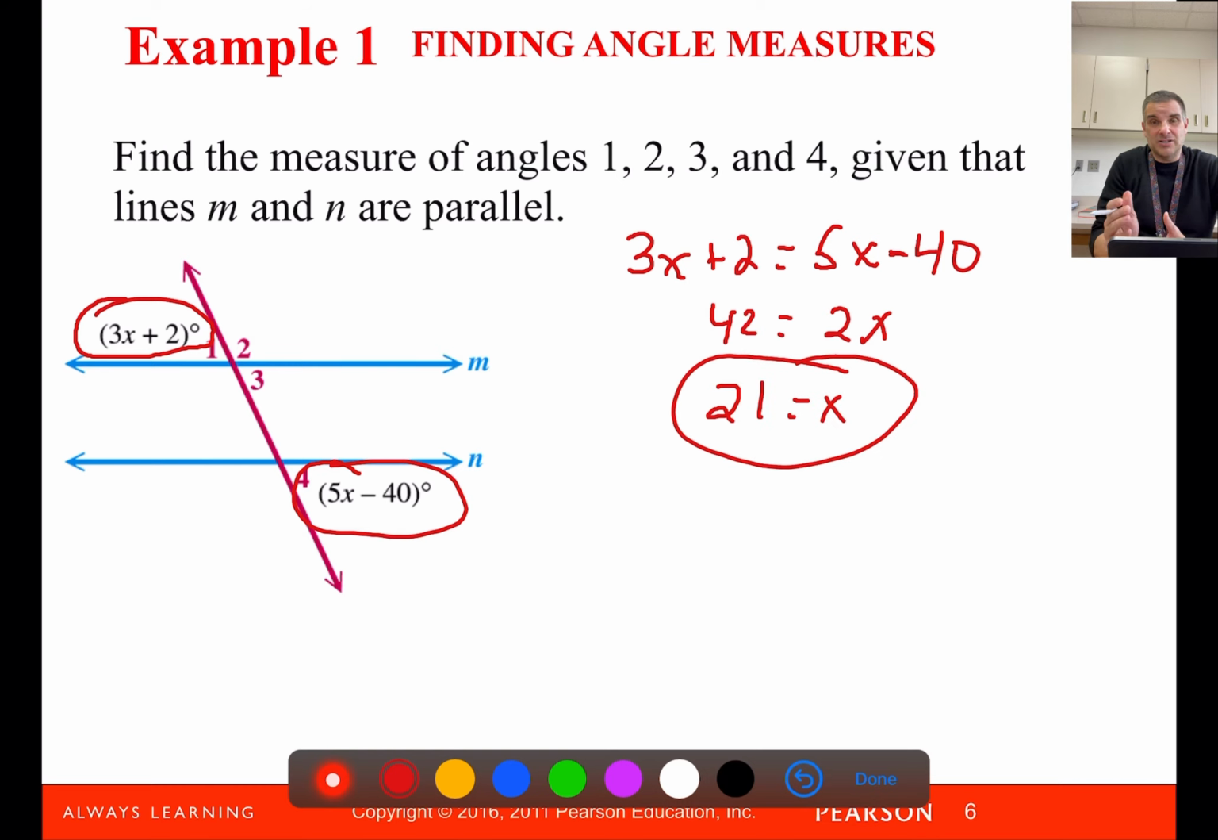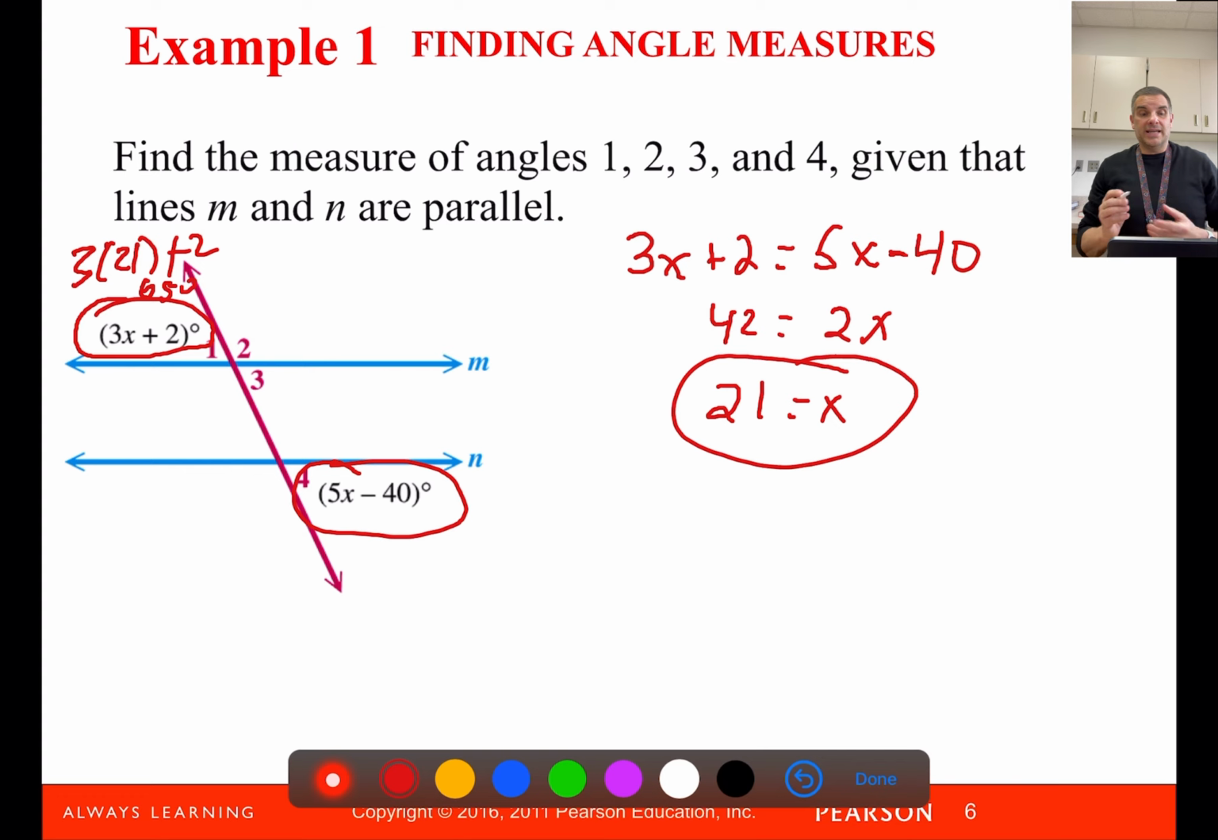It doesn't give me the measure of the angles, but it tells me what x is equal to. So I can substitute that in there. If I substitute it in there, 3 times 21 plus 2, 3 times 21 is 63. 63 plus 2 is 65. So the measure of this angle right here is going to be 65 degrees.